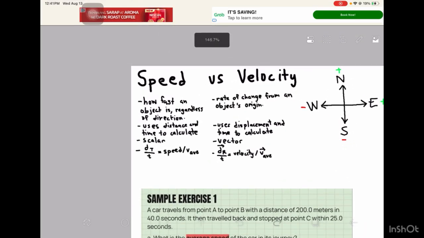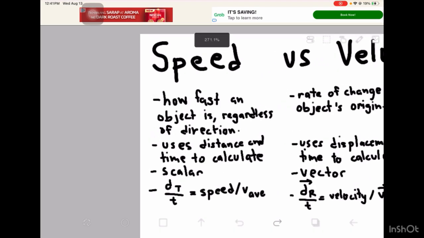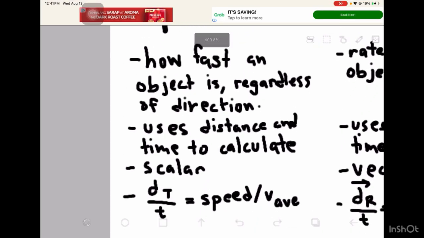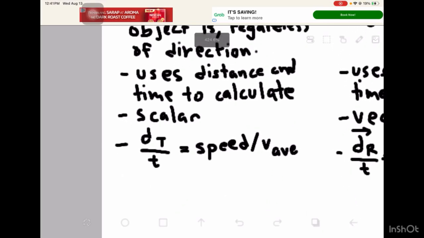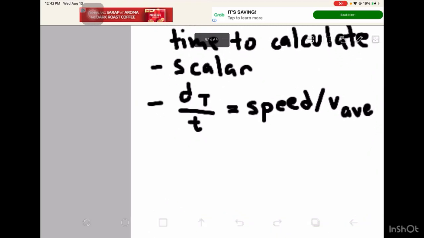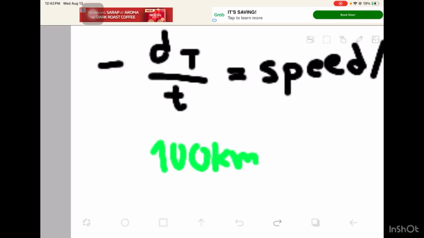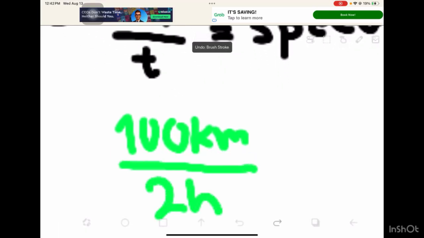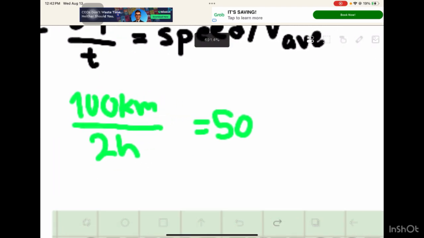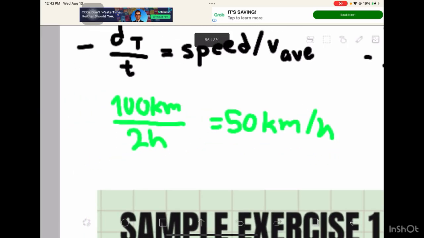All right, let's start. So what's the difference between speed and velocity? Speed is how fast an object moves, regardless of its direction. This is calculated by using the distance and time, and is also scalar, which means you don't need a direction for it. It uses the total distance over time to find the speed, or v average. An example: let's say your distance is 100 km, and it took you 2 hours. So you have 100 divided by 2, that's 50 km/h. So that's an example of a speed.